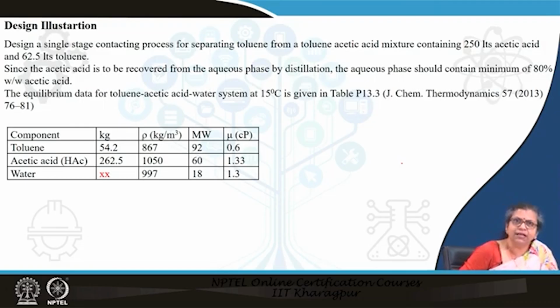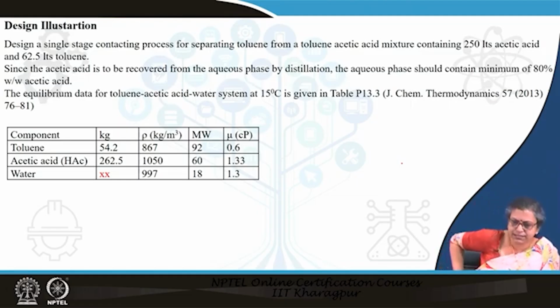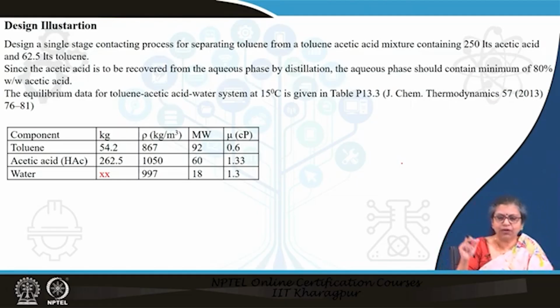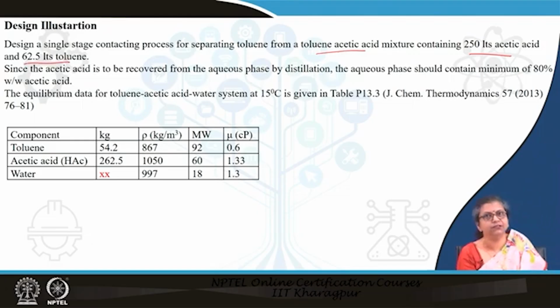Now, whatever I have discussed, we would like to go for an illustration problem in order to demonstrate the design of the mixer settler that I have told you. What do I have here? I have a toluene acetic acid mixture. It contains 250 liters of acetic acid and, say, 62.5 liters of toluene. Now, generally this does not look very good, that 62.5 liters. I will tell you the genesis of the problem.